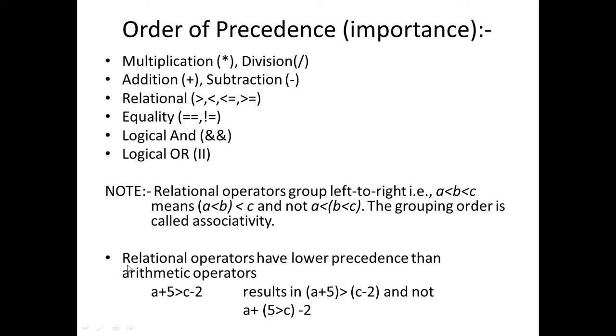Relational operators have lower precedence than arithmetic operators, meaning arithmetic operators are given more value, relational operators are given less value. So if it is written A plus 5 greater than C minus 2, which will be done first? Relational or arithmetic? Arithmetic, because they are of more importance. So first the computer will add A and 5, and then C minus 2.